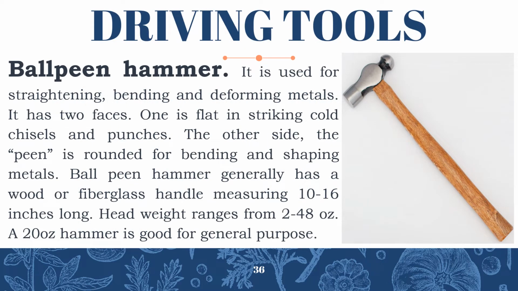An example of a driving tool is the ball-peen hammer. It is used for straightening, bending, and deforming metals. It has two faces. One is flat for striking cold chisels and punches. The other side, the peen, is rounded for bending and shaping metals. Ball-peen hammer generally has a wood or fiberglass handle measuring 10 to 16 inches long. Head weight ranges from 2 to 48 ounces, while a 20 ounces hammer is good for general purpose.